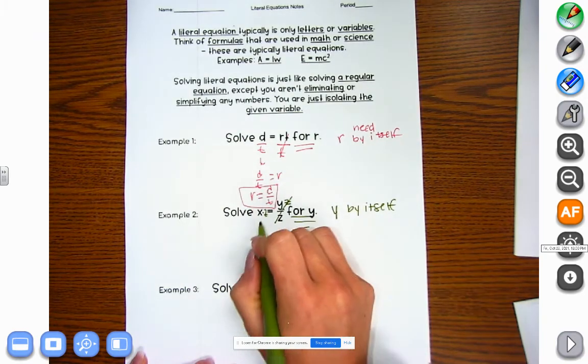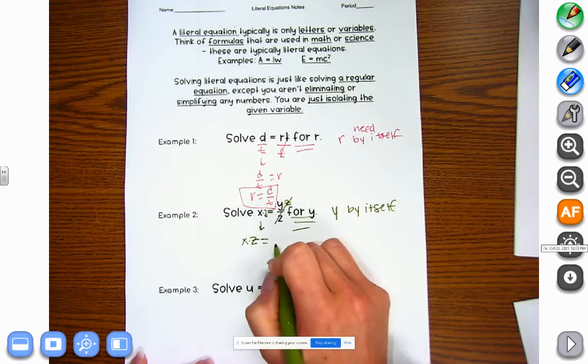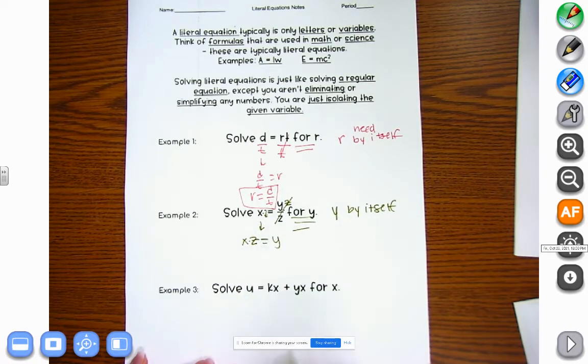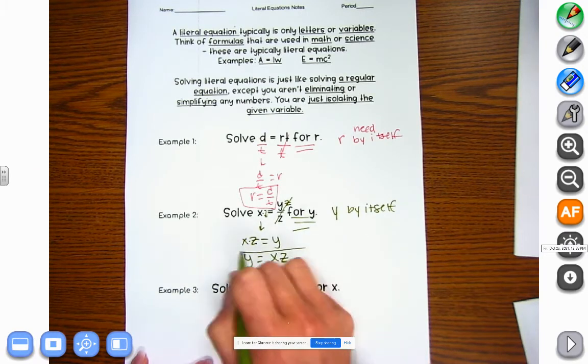Okay, so we have x times z equals y, and now we've gotten y by itself, so we'll just rewrite it as y equals x times z.